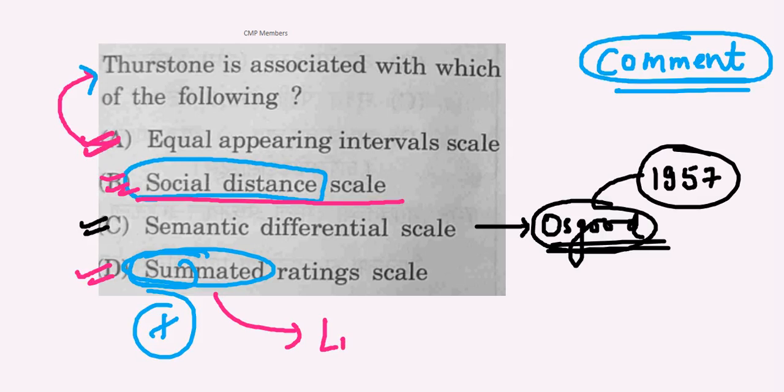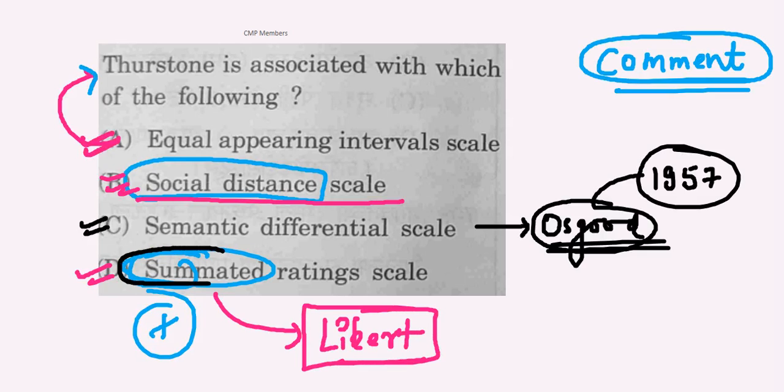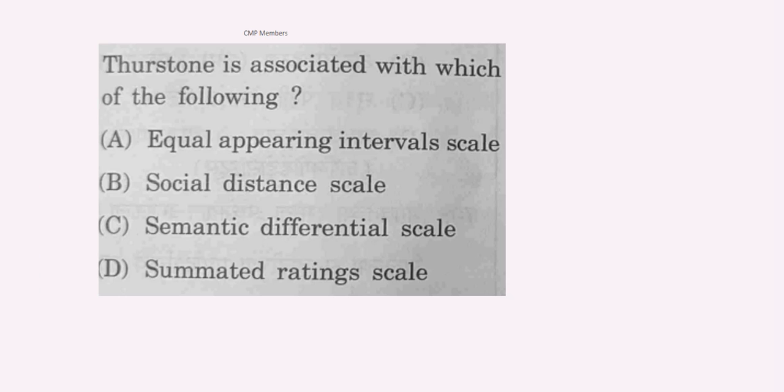Now, the summated rating scale is given by whom? It is given by Likert. You would have heard about the Likert scale. Now there is one more thing which you will read when you find that. But right now, I will give you the mnemonic so that you will never forget in your life these two, option A and option D, who prepared what.